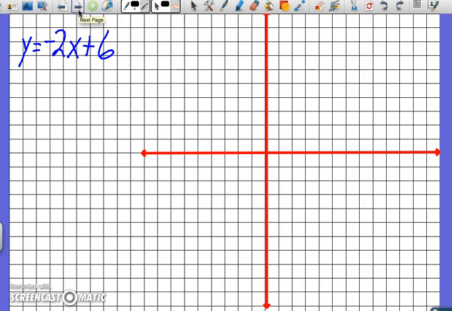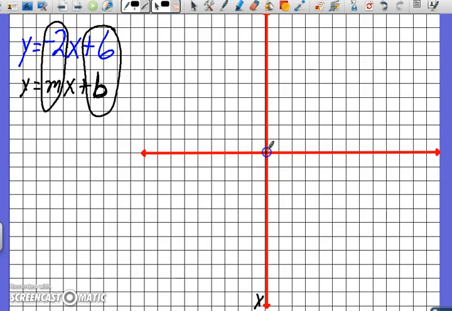So let's look at the third way. What if they give us an equation? This equation is written in y equals mx plus b. We said a minute ago that m is the slope. It gets us from one point to the next. So what in the world is b? If you remember, b is our y-intercept. So this 6 is our y-intercept. That's where it crosses the y-axis. Here's our y-axis. It's going to cross it at 6. So go back to our origin: 1, 2, 3, 4, 5, 6.